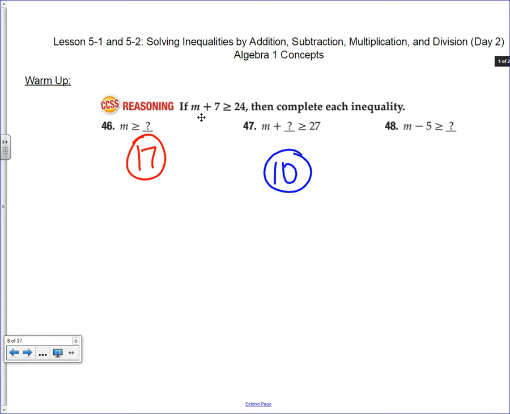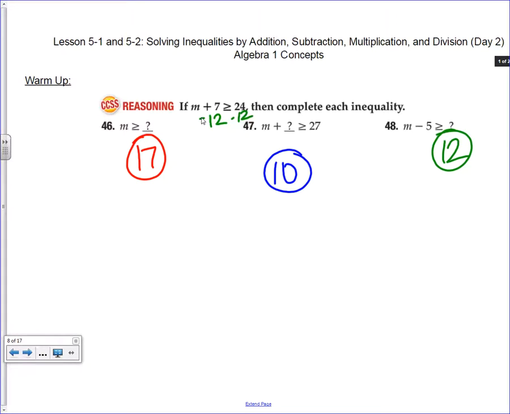How many am I subtracting to get from a positive 7 to a negative 5? You are subtracting 12. Because I got to get down to 0, and that takes me 7, doesn't it? And then I got to get down to negative 5, which is another 5, and 7 plus 5 is 12. Well, if I do minus 12 to one side, I got to do it to the other. So if I subtract 12 over here, what does that give me? 12, which will be that question mark there.